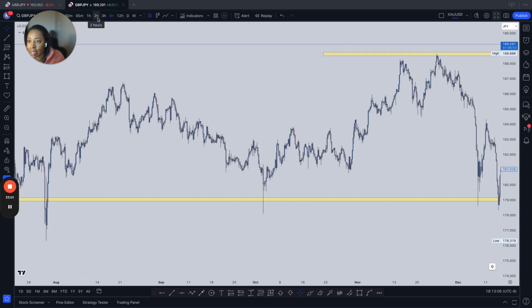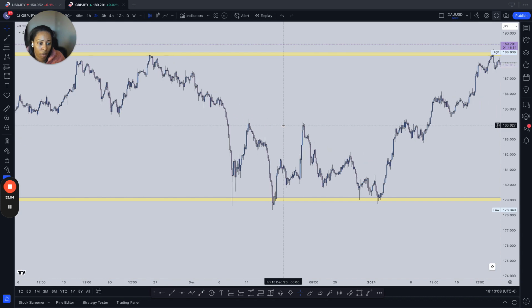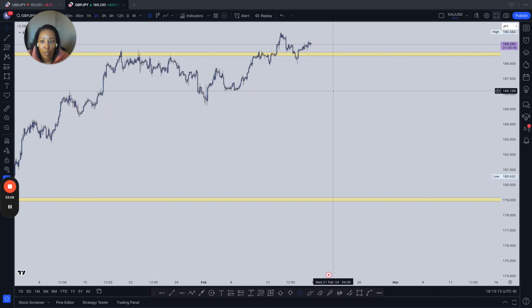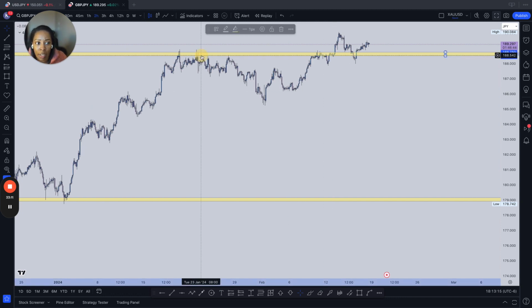So now let me hop down to the 2 hour and just see how price is doing. That still looks fine. However, I do want to adjust this a little bit.